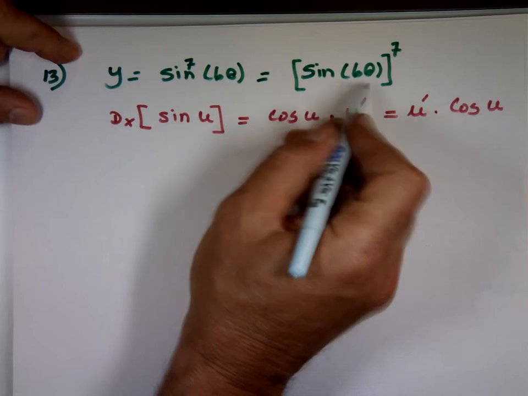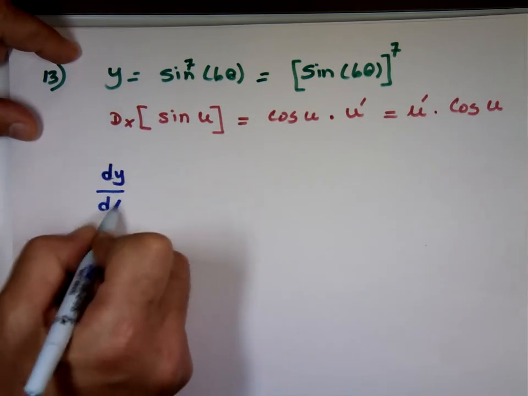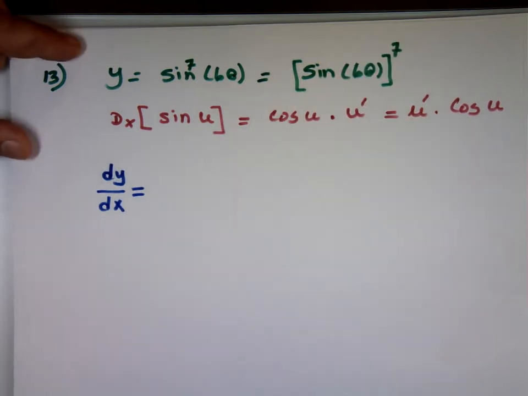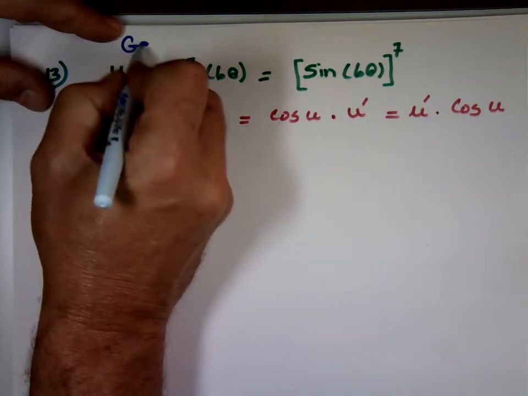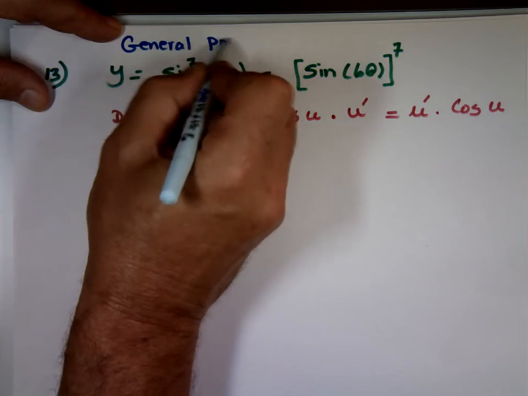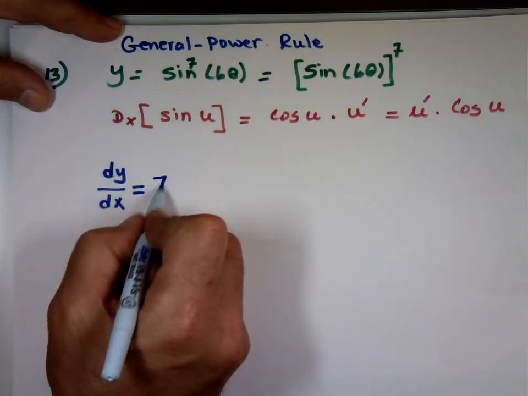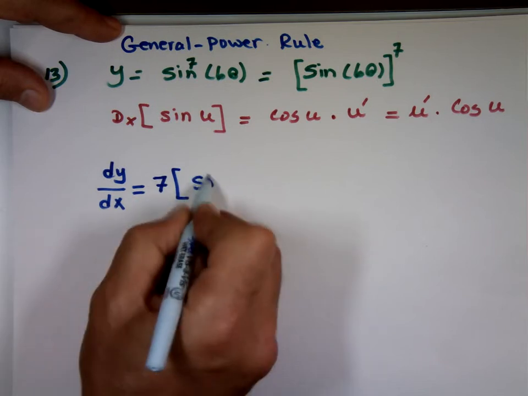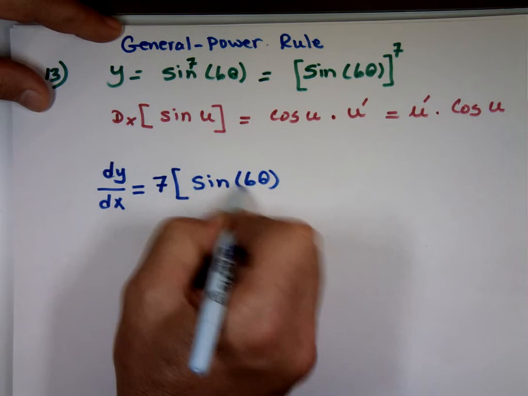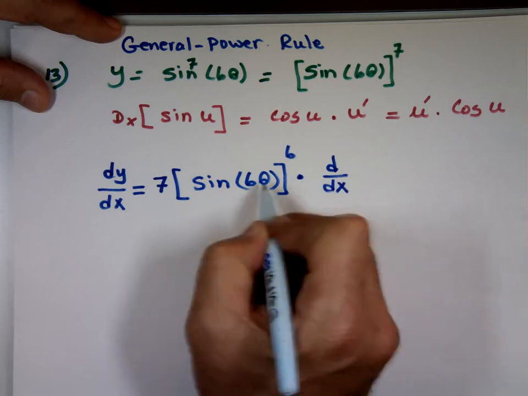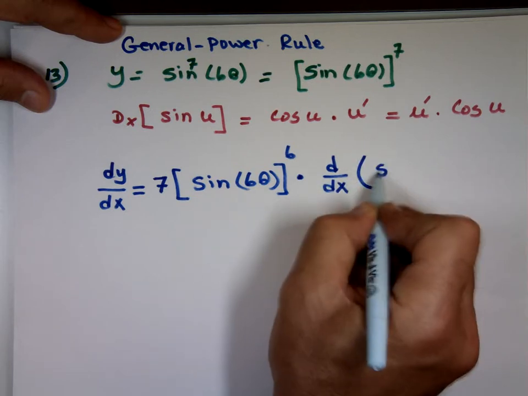So what's the derivative of that? dy dx. Something is raised to the seventh power. That's the extended power rule, or the general power rule. What does our book call it? I forgot. General power or extended power? General power rule. It says it's going to be the power, which is 7 times what? Sine of 6 theta to what power? 6 times the derivative of what's inside that, which is what? Sine of 6 theta.